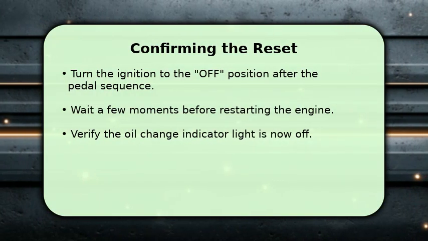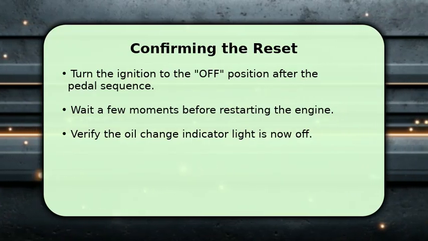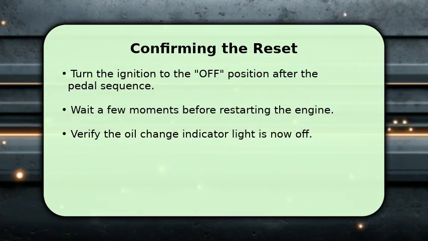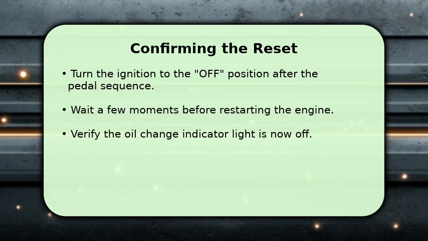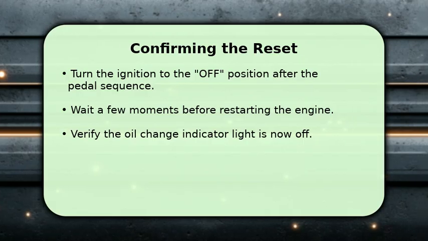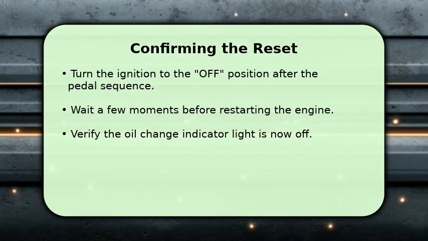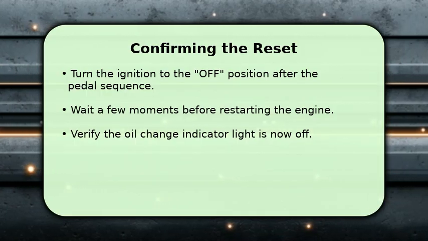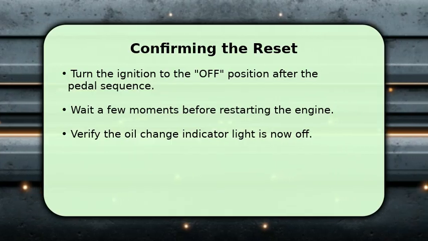After completing the pedal sequence, turn your ignition back to the off position. Give it a few seconds, perhaps 5 to 10, before attempting to restart your engine. Once you restart the car, check your dashboard. The oil change indicator light should now be off, confirming a successful reset. If it's still on, you might need to repeat the process carefully.